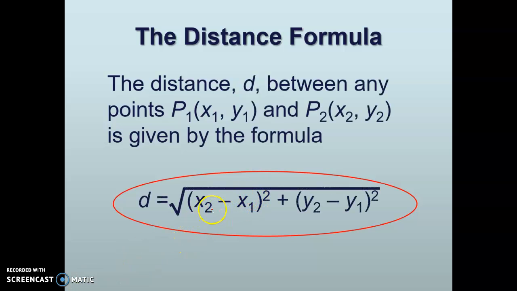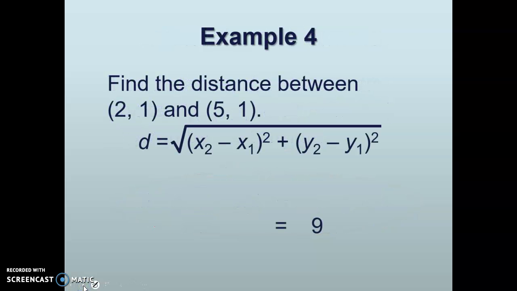x minus x, these sub numbers here just represent which x. So x2 minus x1, just showing you that you're using 2 different x points here, squared, plus y2 minus y1 squared, all under a square root, equals d. If you remember, this was a squared plus b squared, and we took the square root of that to equal our c, which is going to be our distance. So this is just a derivative of the Pythagorean theorem. If you don't feel like drawing a triangle, though, you can use this to help find your distance.